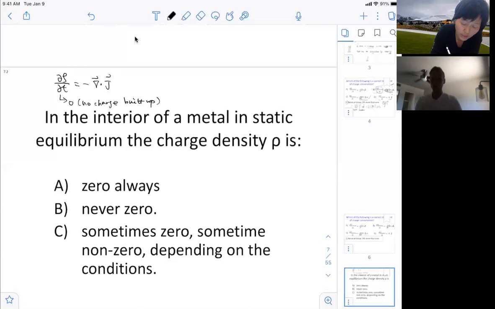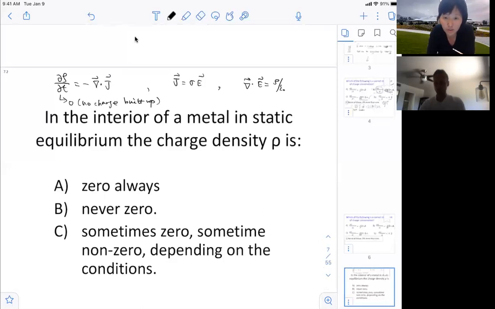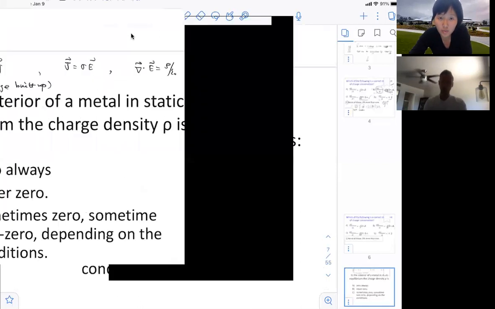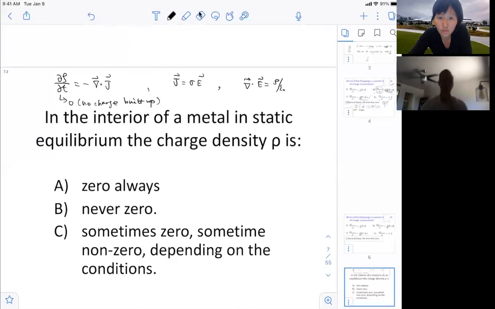I also want to write Ohm's law, the microscopic Ohm's law. Don't forget about that. You may also need to use that. You may also need to use Gauss's law. The divergence of E is rho over epsilon naught. All right, so I'm going to go ahead and open up our breakout rooms for a couple of minutes, so we can discuss this question.